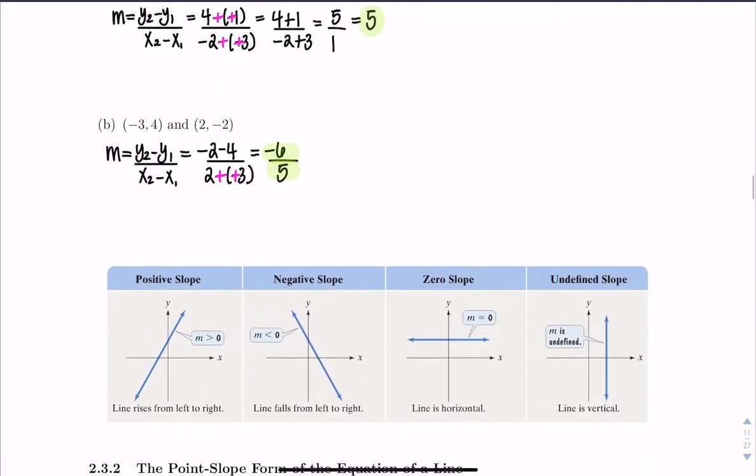And so we have 4 main types of slope. We have positive slope, which looks like you're climbing up a mountain. We have negative slope, which looks like you are sliding down a slide. We have zero slope, as if you are walking across a floor. And undefined slope is a vertical line.